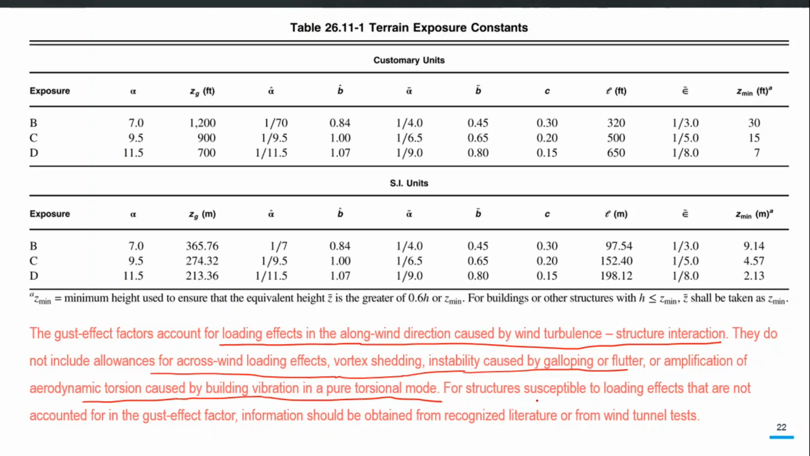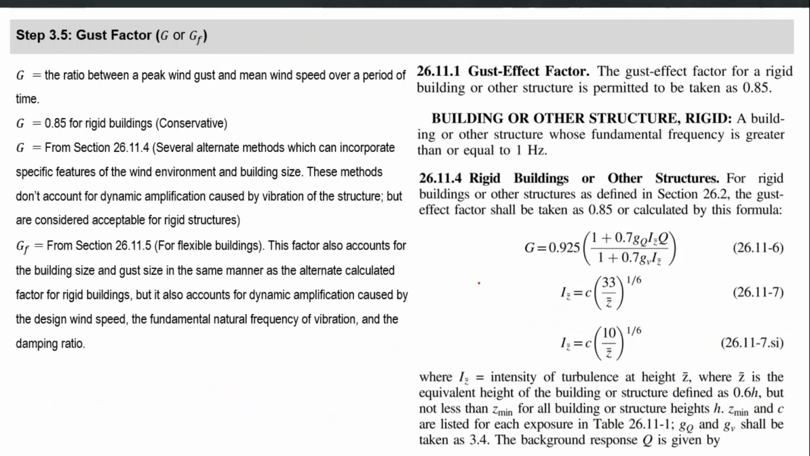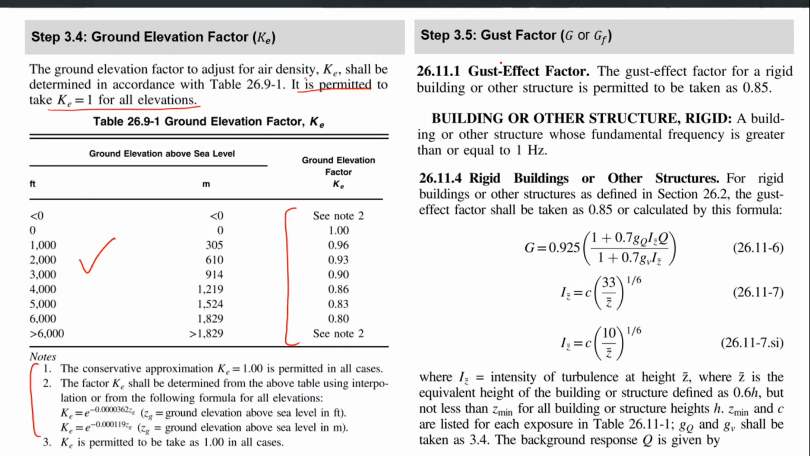For structures susceptible to loading effects that are not accounted for in the gust factor, information should be obtained from recognized literature or wind tunnel tests. So this factor accounts for wind turbulence structure interaction. It will not account for across wind loading, vortex shedding or instability caused by galloping or flutter, and also it will not account for aerodynamic torsion. This factor G is taken equal to 0.85 for rigid buildings.